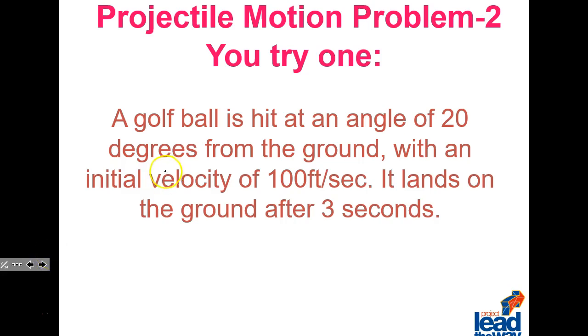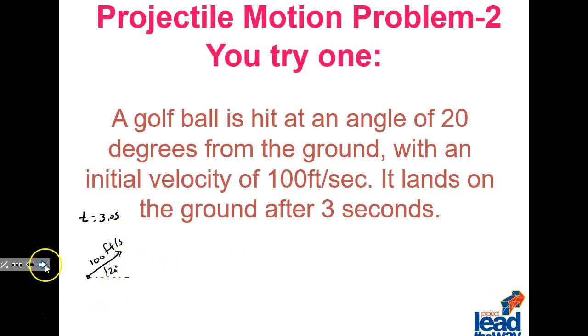Now, we can do the same thing. Here we've got a golf ball that's hit at an angle of 20 degrees to the ground. So we have a golf ball that's going off from the ground at an angle of 20 degrees, and it has an initial velocity along the trajectory of 100 feet per second. It lands at time equals 3 seconds, and we want to know how far it goes.